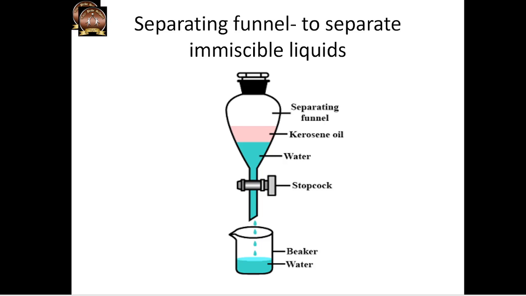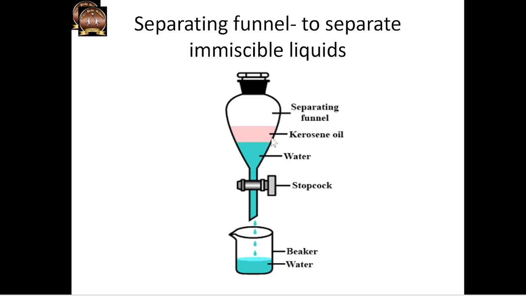Now, how can we separate an immiscible liquid from another one? So, as you know, oil and water are immiscible, and they will separate into different layers on standing. Separation of immiscible liquids can be done using a process which is similar to decantation.